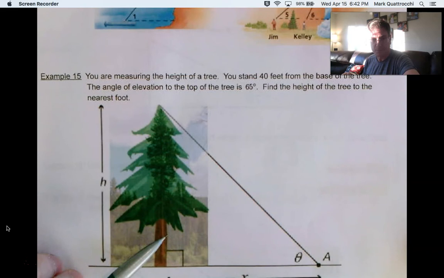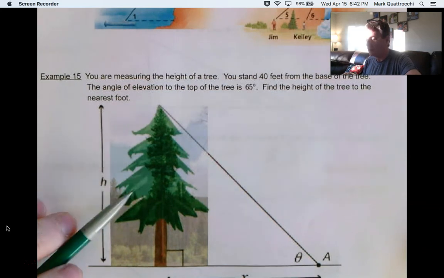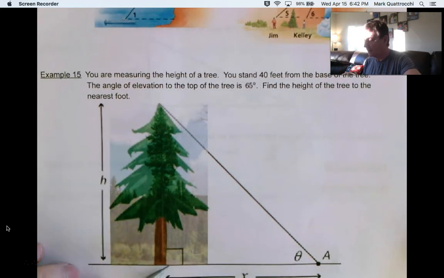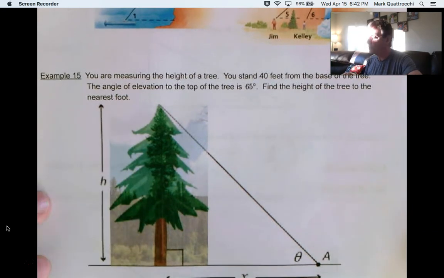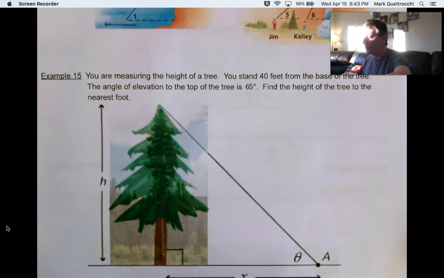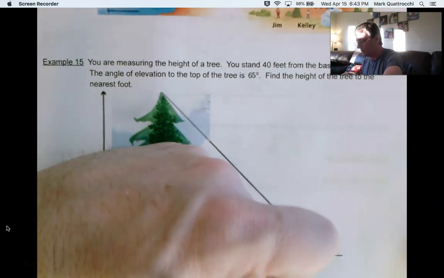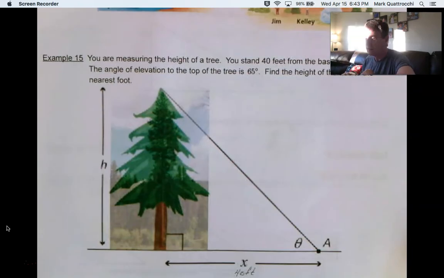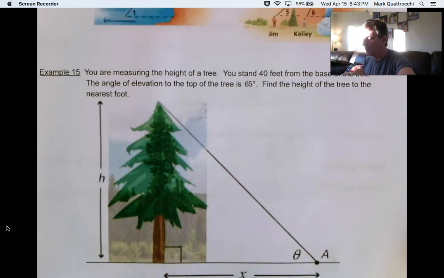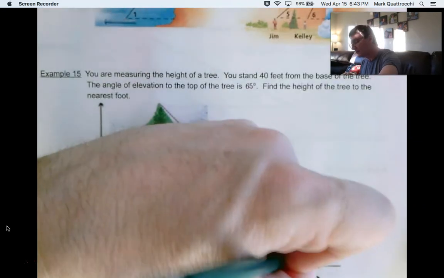I found these three pictures. This is actually a combination of three different pictures. It's a photograph of the tree, it's a cartoon version of a tree, and then it's the triangle information, the math stuff thrown on here, the geometry. So you're measuring the height of a tree. You stand 40 feet from the base of the tree. That's something that we can measure fairly easily. The angle of elevation to the top of the tree is 65 degrees.